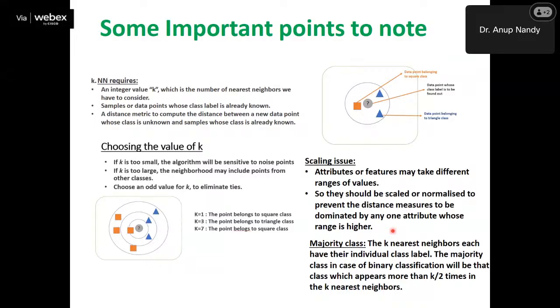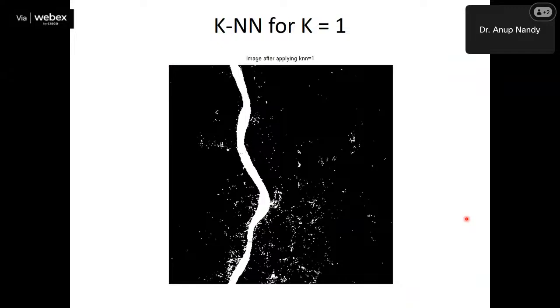So that is the issue. To avoid this scaling issue, it should not be influenced by these other values, the higher values or high intensity values, or dominated by them. That's why we need to have normalization also. And the k-nearest neighbors each have their individual class labels, and the majority class in binary classification will be the class that appears more than k by 2 times, as per the thumb rule in k-nearest neighbor. Now when I implement it, we observe that there are a lot of things there.